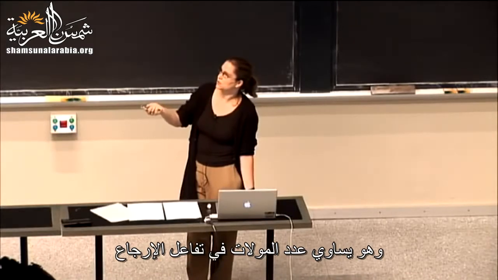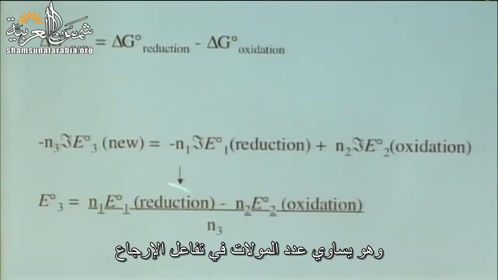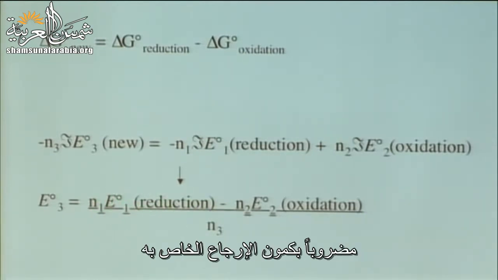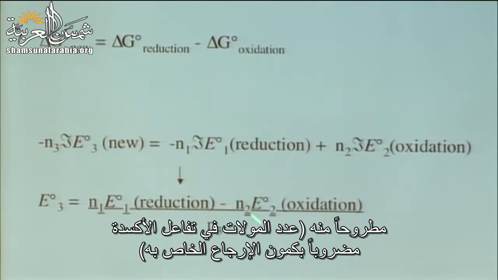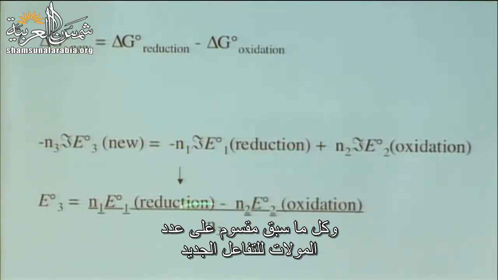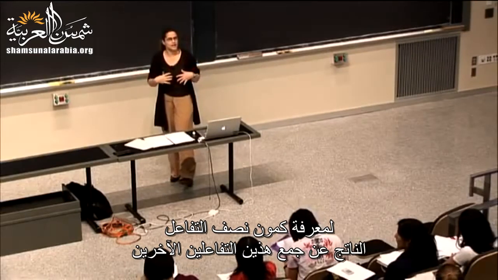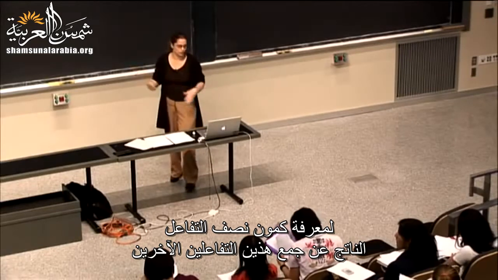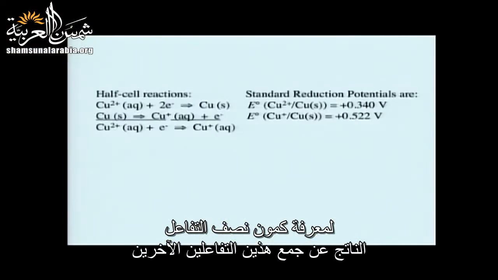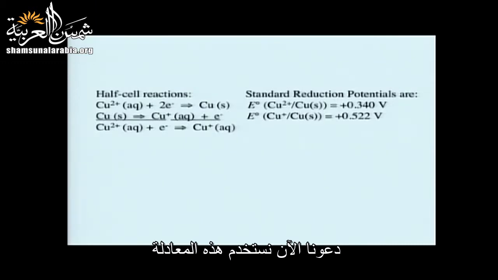And so that's going to be equal to the number of moles that are involved in the reduction reaction times its reduction potential, minus the number of moles involved in the oxidation reaction with its reduction potential, and then divided by the number of moles for the new reaction in question. So we can use this equation to look for a half cell reaction that is a sum of two other reactions. So let's go and use that equation then.